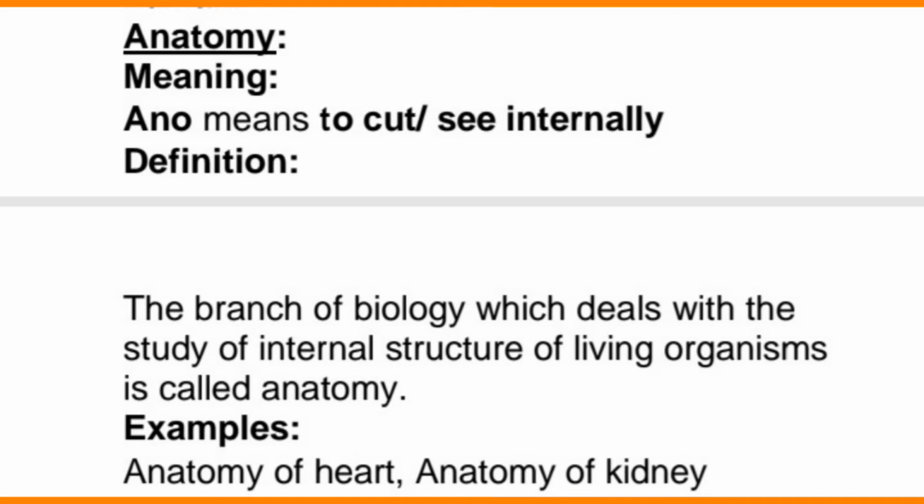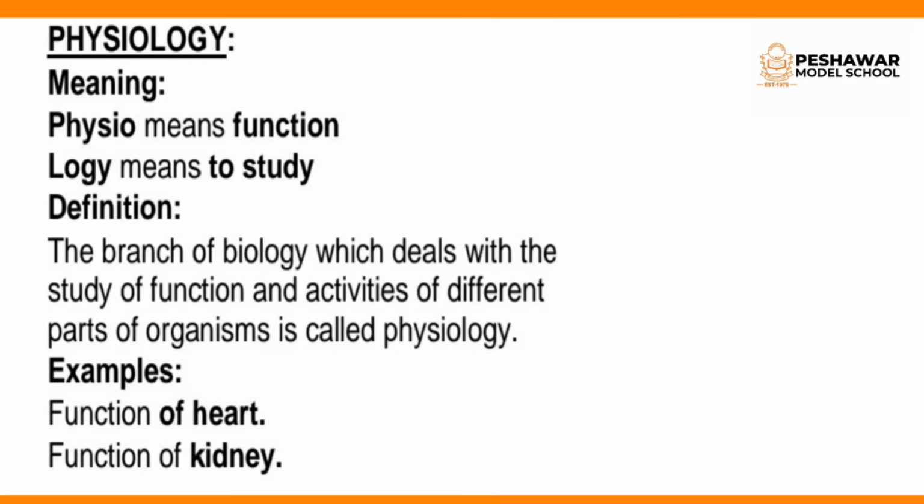Examples of anatomy are the anatomy of the heart, that is, how many chambers there are in the heart and how many valves are present inside the heart. Anatomy of the kidney, into how many portions the internal structure is divided and what things are present inside the kidney. So anatomy means when we see things internally. Clear? We discussed morphology, the external structure of the living organism, and anatomy, the internal structure, that is, how their organs are formed internally.